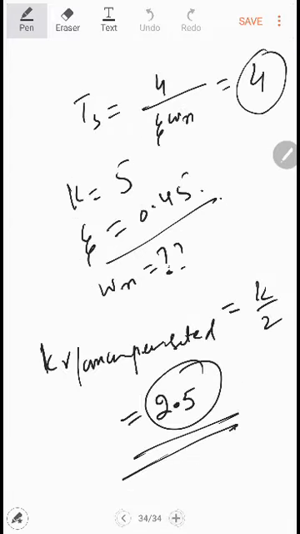Now how to make this one equal to 20? This means that we have to increase this Kv to 20. So this means that we have to improve the steady state error over here.